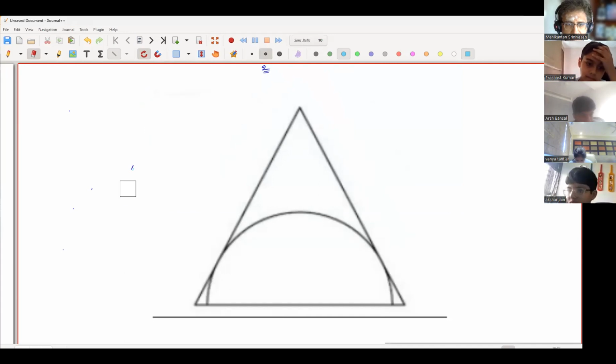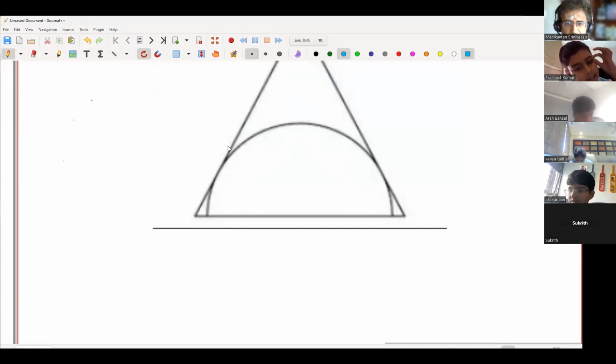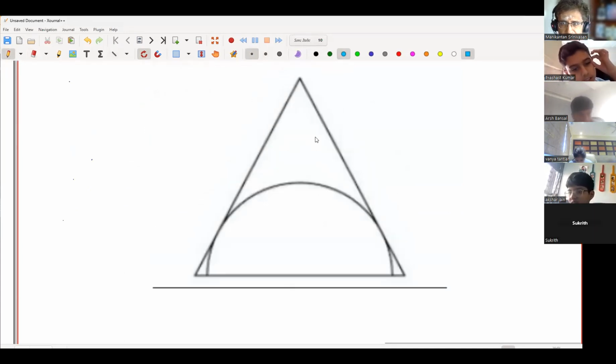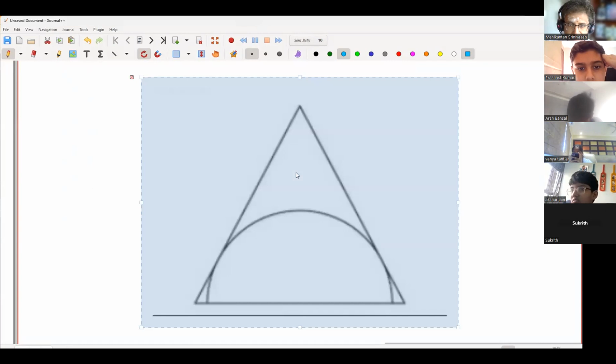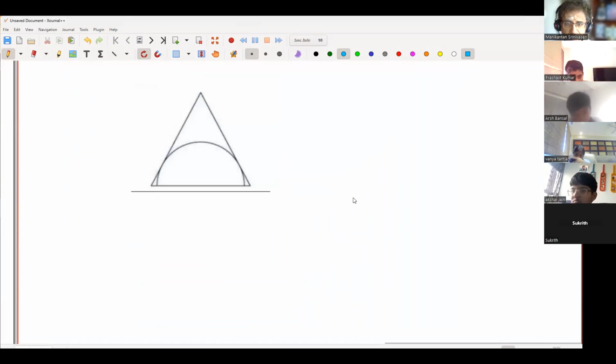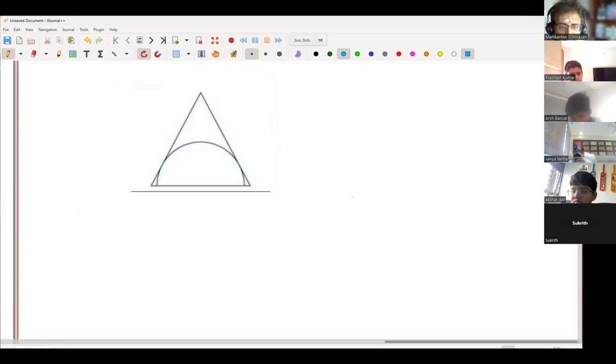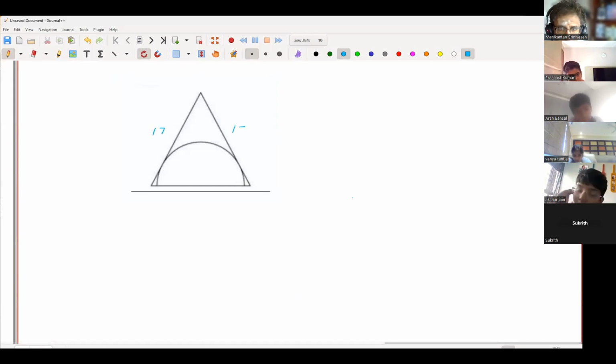I can erase this. And what is the question? You should find the radius of the semicircle, correct? Yes, radius of the semicircle. And this was given to be 17. Maybe I should make it slightly smaller. No, sir, the size is fine. No, sometimes the clarity goes down. Okay, all right. So this is 17, and this is 17. And this was 8 and 8, correct?